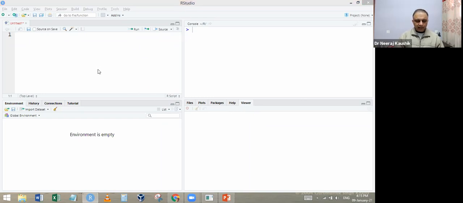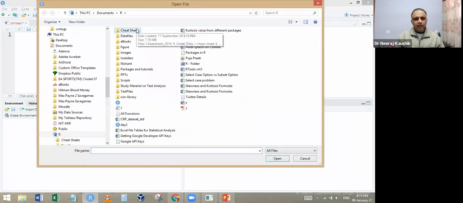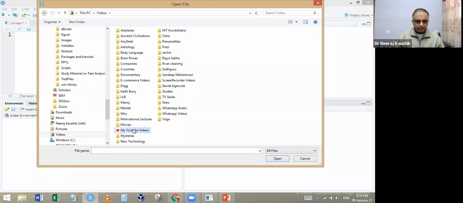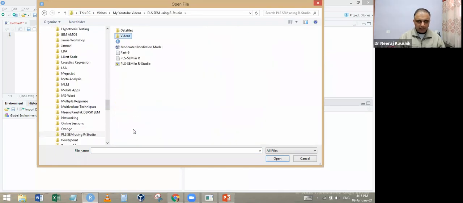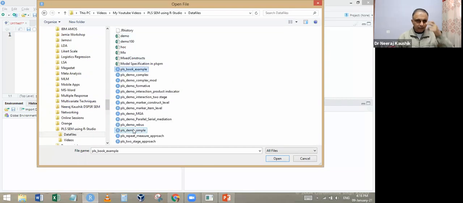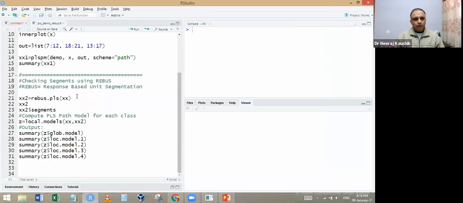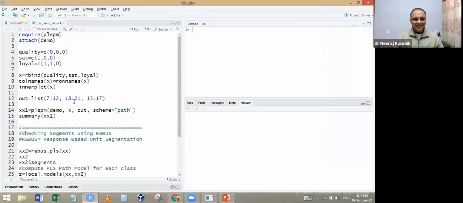Now I am opening the file. We are discussing Physics. So let me recall, where is my file? Must be there in PLSPM, and it's PLSPM rebus. Okay. Don't see it like a sort of programming or code I have written. Nothing like that. It's a very simple thing.